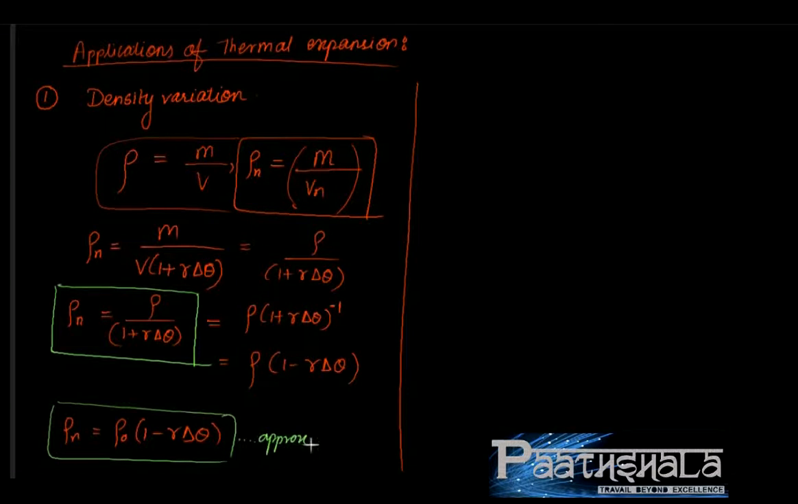So this is an approximate expression. Approximate expression valid when? Valid if 1 is much greater than gamma. Okay, and this is an exact expression. So this is density variation for you. The second application of thermal expansion is upthrust variation.